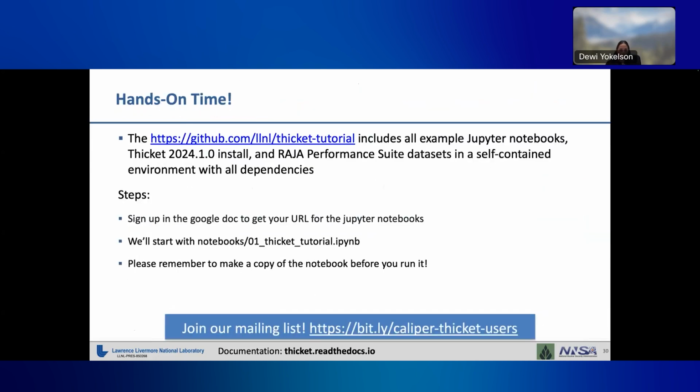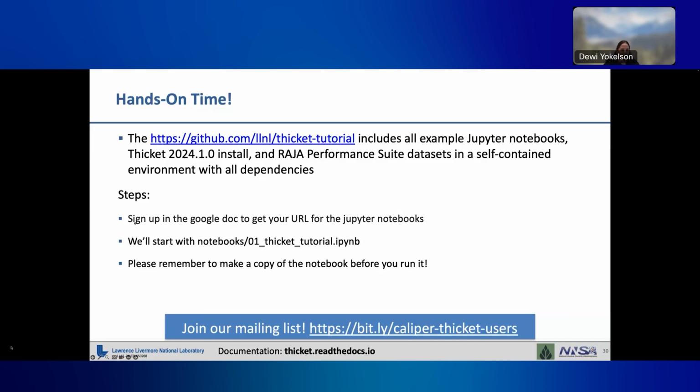Okay, it's time for the tutorial. Again, all the materials are here at this GitHub link. So we're not going to get through all the notebooks today. We'll probably do one, maybe two. And then if you want to do them all on your own, they're all included there. So this includes all the Jupyter notebooks, a Thicket install, as well as the RAJA Performance Suite datasets, all in a self-contained environment.